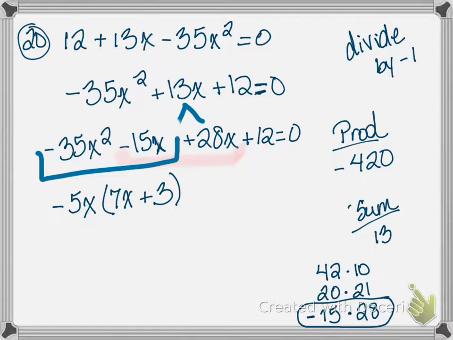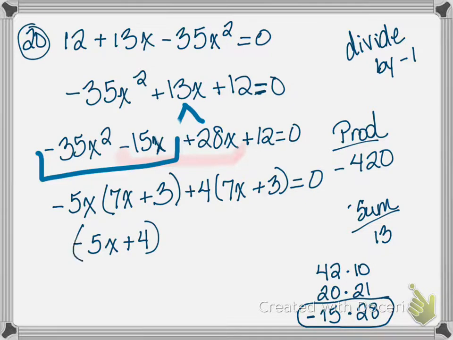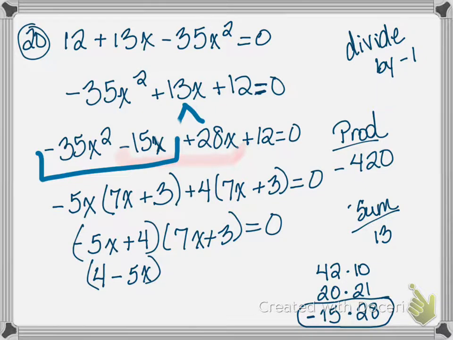Now, here, I can take a 4 out of both of these. So I'm going to have plus 4. 4 times 7x gives me 28x, and 4 times 3 gives me 12. So my factors are negative 5x plus 4 and 7x plus 3. Now some students will want to rewrite this as 4 minus 5x, and that's completely okay. Either one is fine because you are going to get the same value regardless of which way you write it.